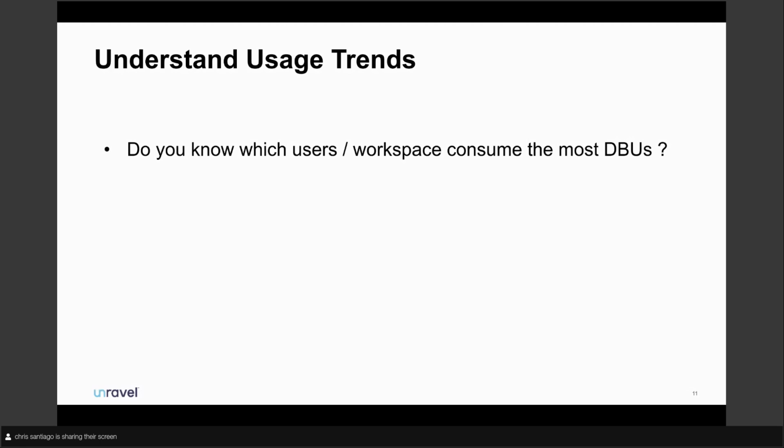hey, how are my users or workspaces consuming? How can I identify the top 5, the top 10 jobs that are spinning up the most DBU spend, right? Maybe that was by design. Maybe it's something where we can actually improve, right? And so do you have a good handle on where most of the consumption is, either on a user or on a workspace, or even on a pipeline level?